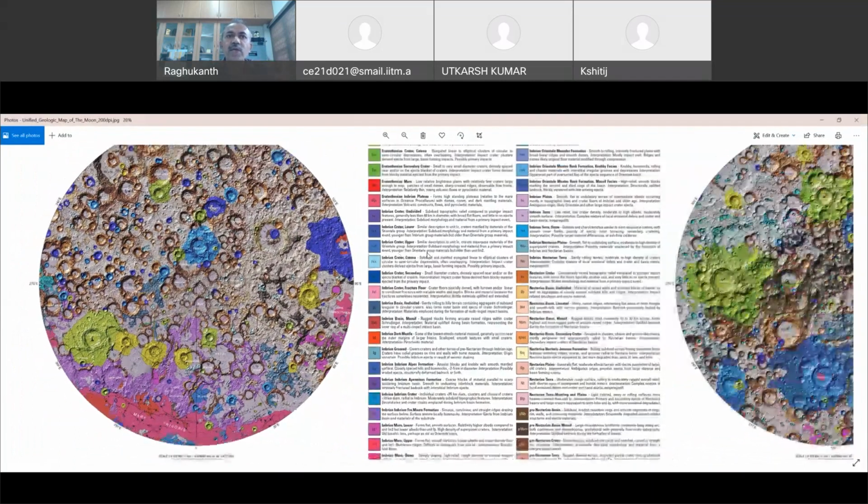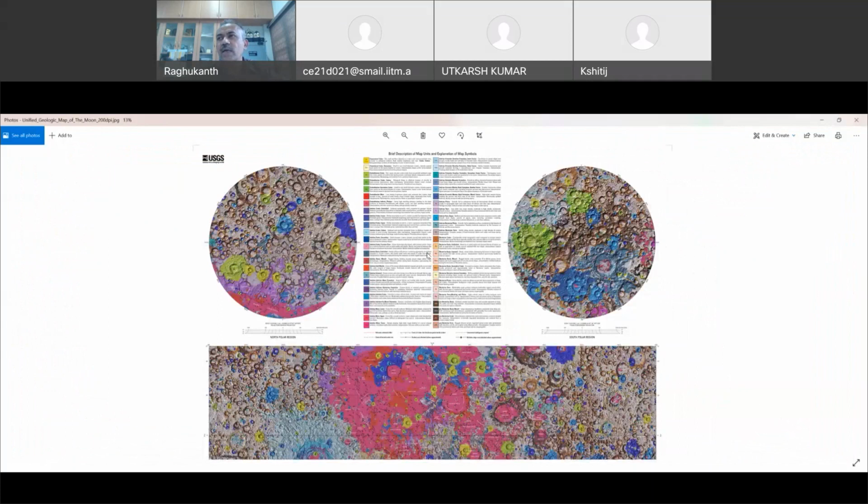So I will send you the link also. You can easily find it: if you type in Google geological map of moon, you will get these details. So anyway, with this, I think the crater counting topic is almost done.